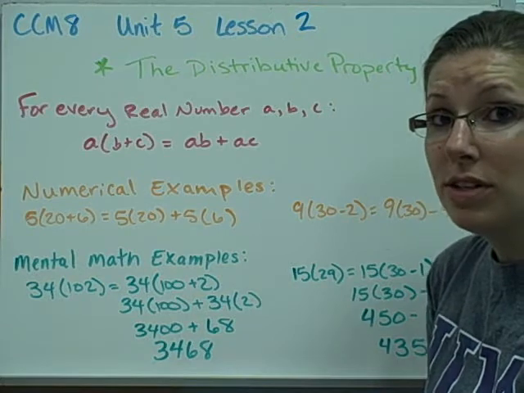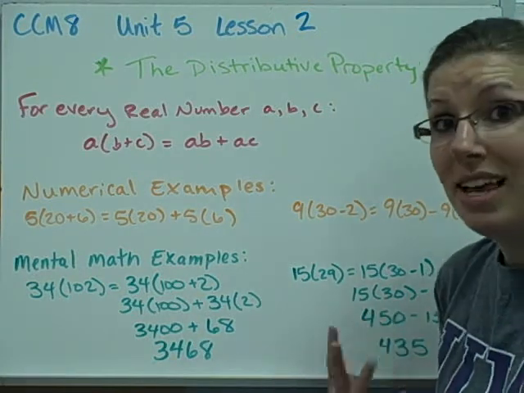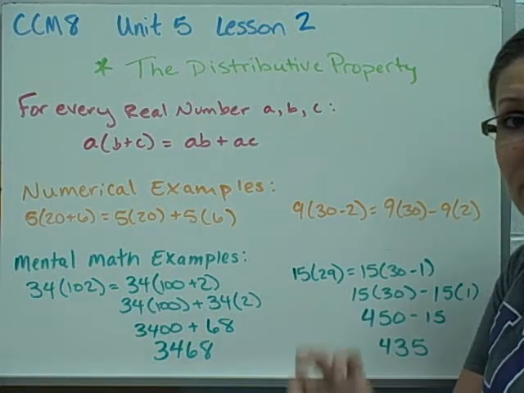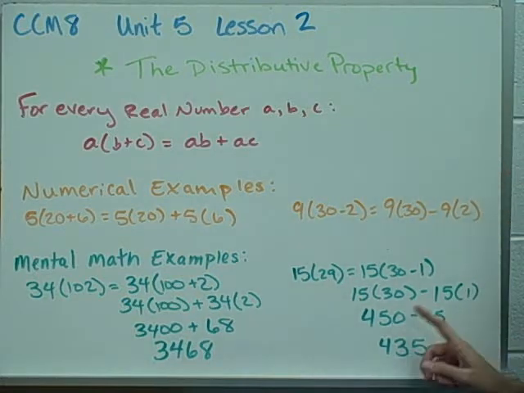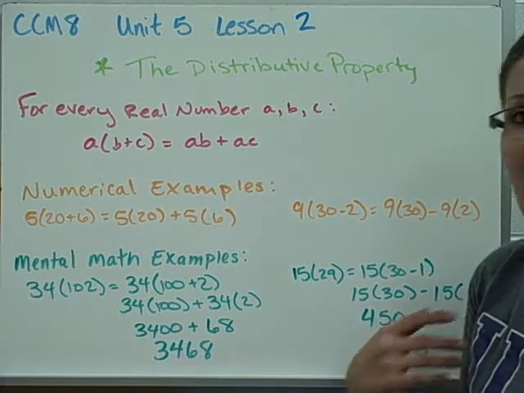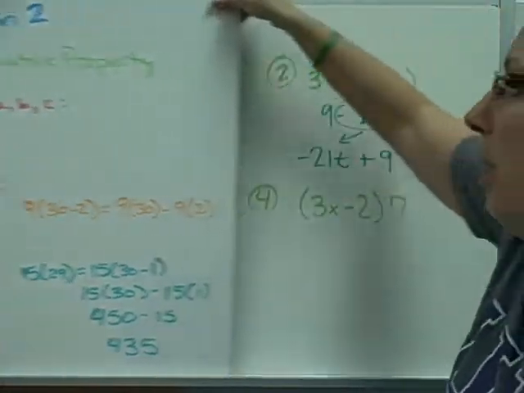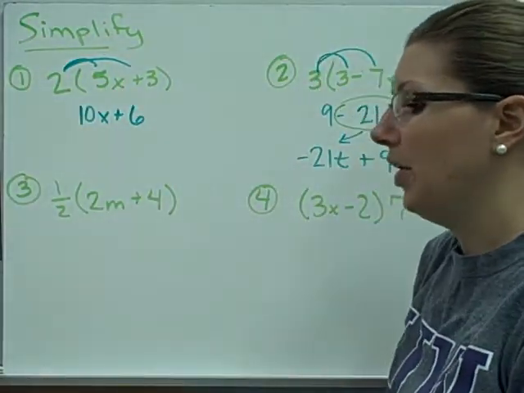I could also use this for a subtraction problem. If I had 15 times 29, that's just like saying 15 times 30 minus 15 times 1, because 30 minus 1 is your 29. So if I did all that, I would get an answer of 435. I didn't even need a calculator. We're going to use the distributive property today to simplify some of these scenarios.